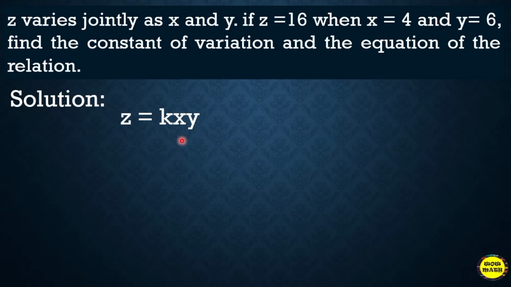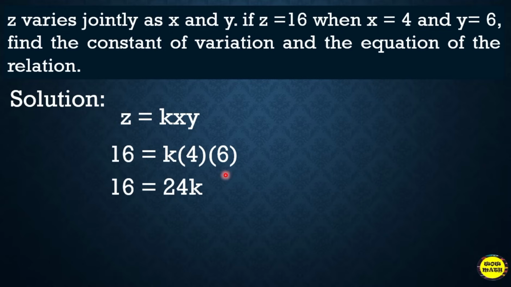Again, yung K natin, that is the constant of variation. So, para makuha natin yung constant of variation, substitute natin yung given natin na 16, 4, and 6. So, yung Z natin is 16, yung X natin is 4, yung Y natin is 6. Then, multiply 4 times 6, that is 24. So, 16 equals 24K. To solve for K, divide both sides by 24. So, K is equal to 16 over 24.